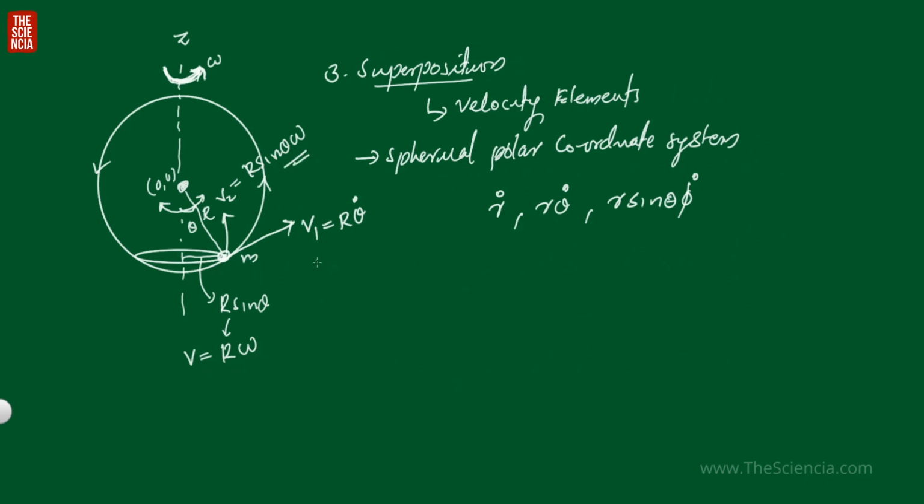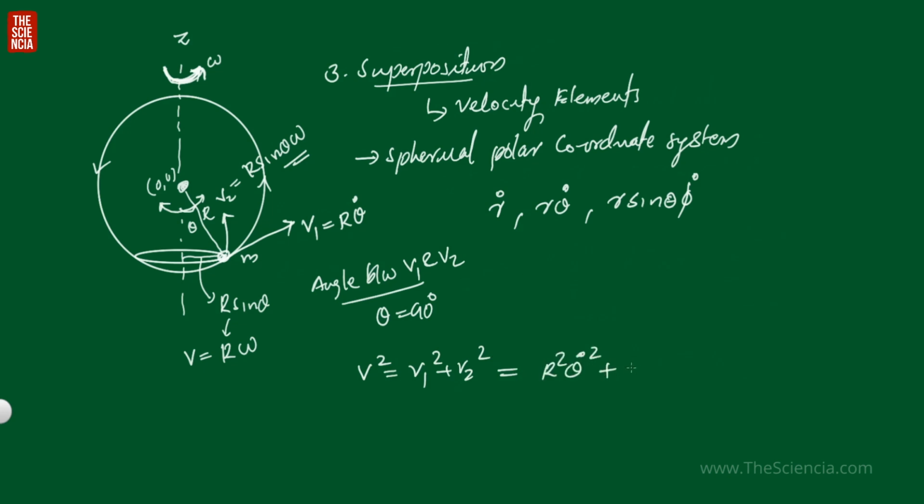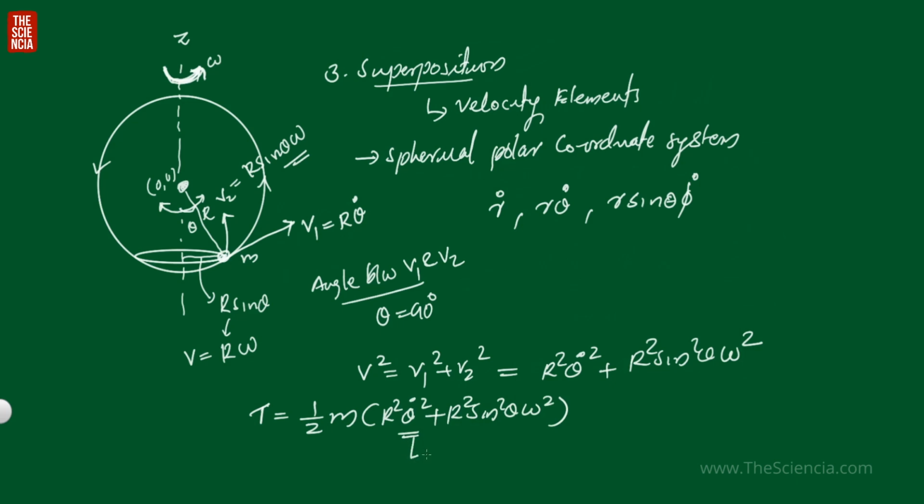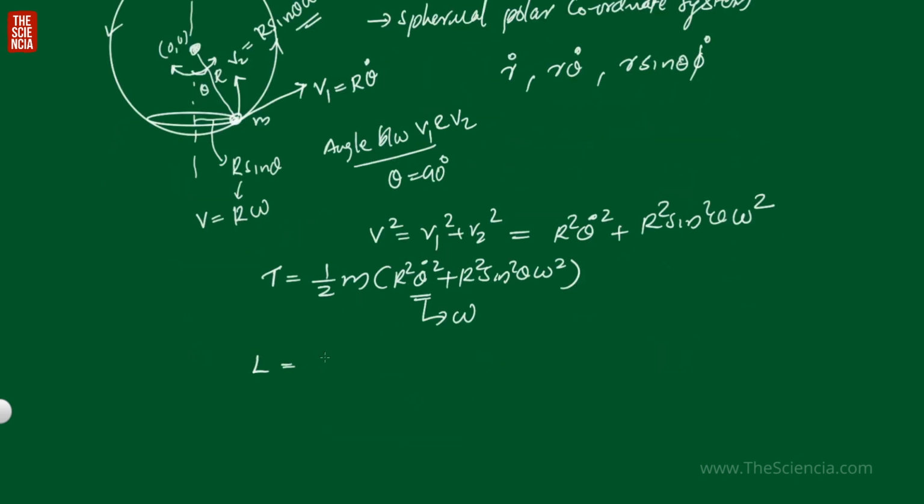And you can see the angle between v1 and v2 is equal to 90 degrees. So the total velocity v square will be equal to v1 square plus v2 square, that is equal to r square theta dot square plus r square sine square theta omega square. So we get the kinetic energy T as 1 by 2 m times r square theta dot square plus r square sine square theta omega square.